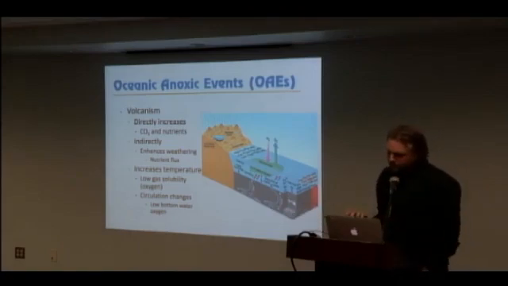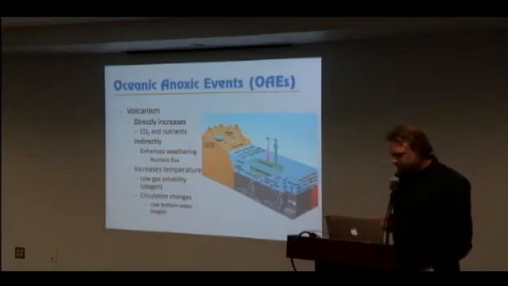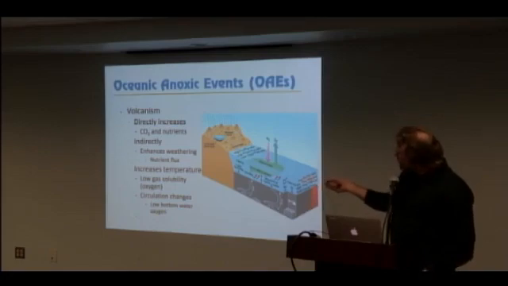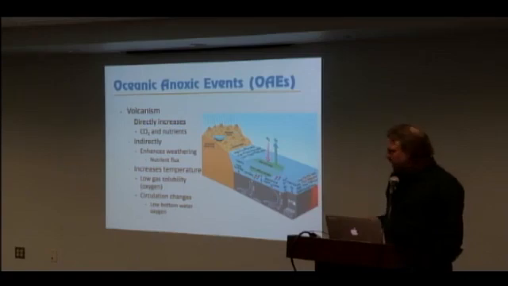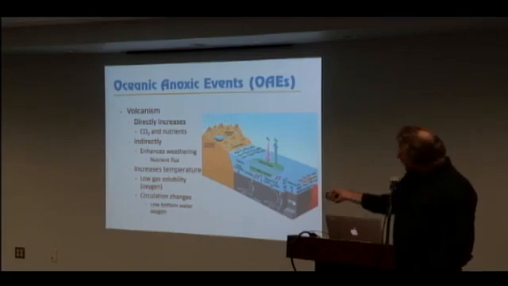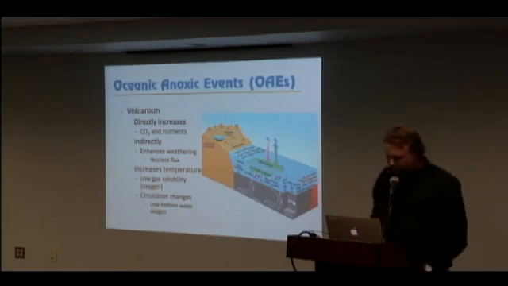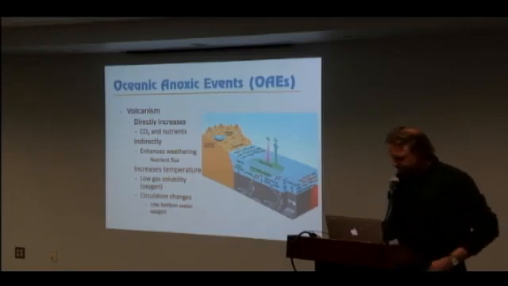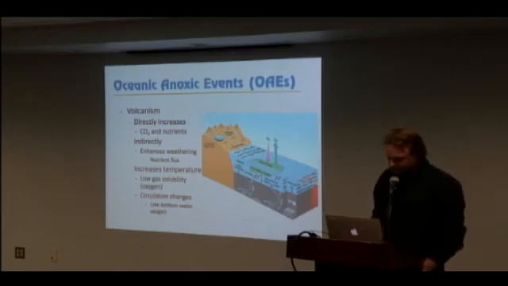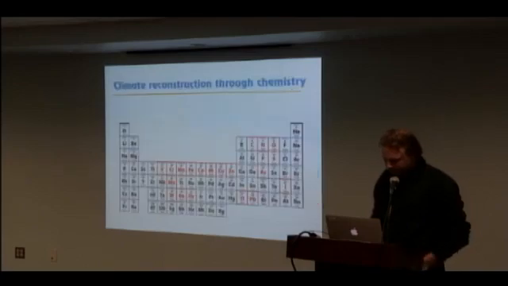You can look at what we call oceanic anoxic events. These are time periods where we think there's high volcanism. That high volcanism increases CO2 and likely also increases nutrients to the ocean, driving primary production. Indirectly, it enhances weathering, which also increases nutrient fluxes, and increases temperature, which lowers the solubility of oxygen in the oceans, and also changes ocean circulation. So these are natural environments for understanding our current and possibly future climate change.